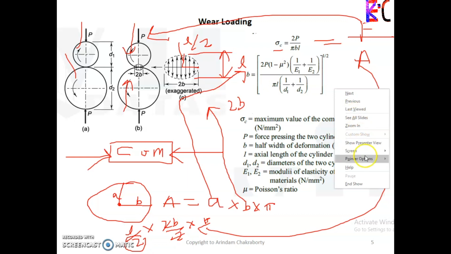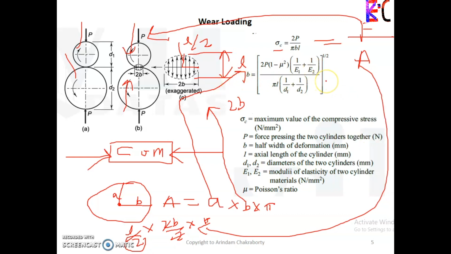After rigorous practice and calculations, we found this formula too, that b is equal to something. What is b? b is the half width of the deformation. This calculation helps us understand what 2p pi is. We know what p is: p is the force, mu is the friction, E1 is the modulus of elasticity or Young's modulus of the first material, and E2 is the Young's modulus of the second. D1 is the diameter of this one, D2 is the diameter of this one, pi is pi. L is the axial length, considered from this point to this point. We understood this one, everything is clear.